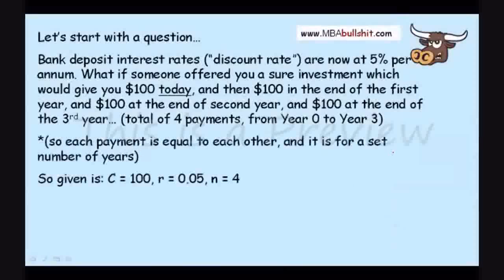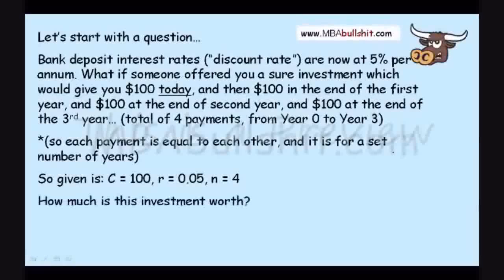So the given is that the cash flow is $100, or C. R, or the rate of interest, is 0.05, and the number of years that you get this $100 cash every year is 4. How much is this investment worth?